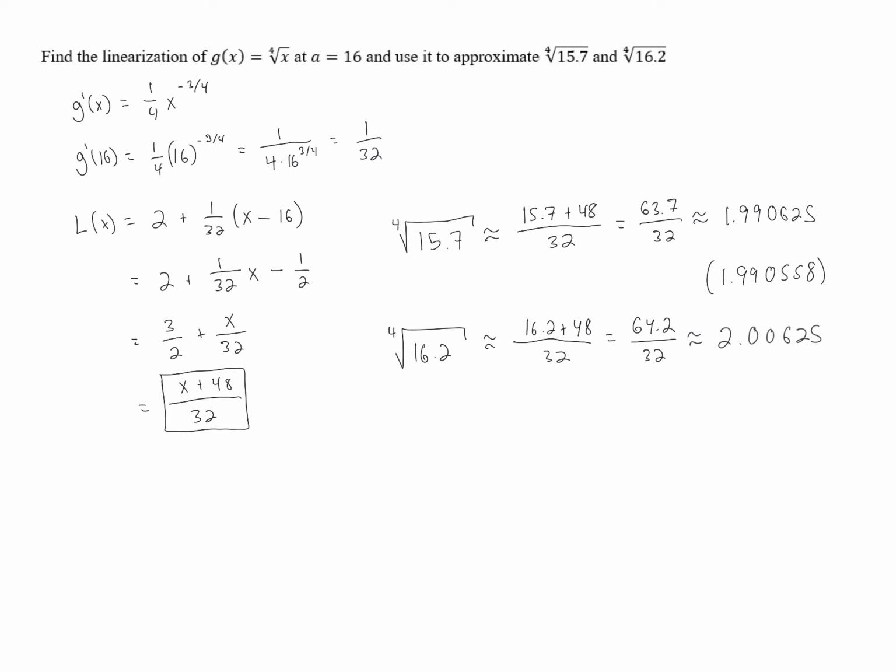2.00625. And if we were to use a calculator to approximate that fourth root, we would end up with approximately 2.00622. And so we can see these are very, very close to each other. These are excellent approximations that we could do without a calculator at all. It's a very useful tool.